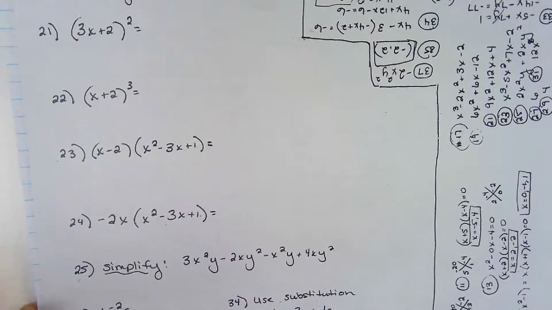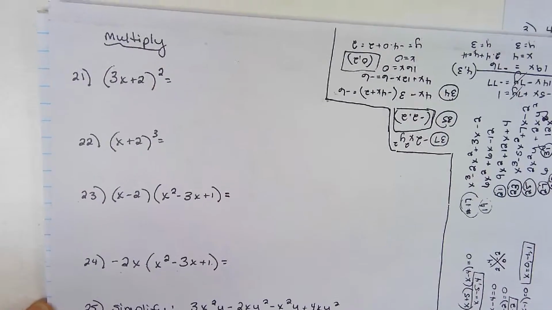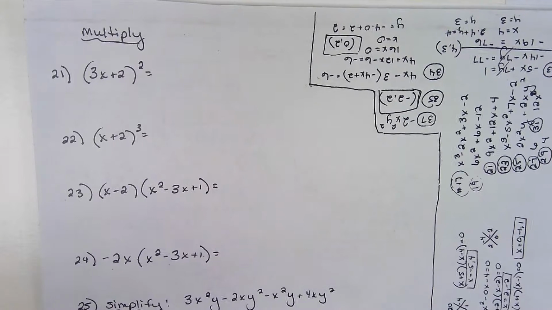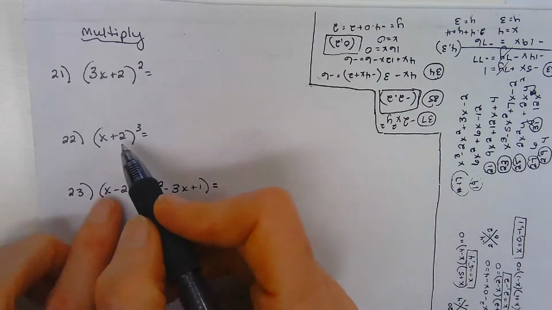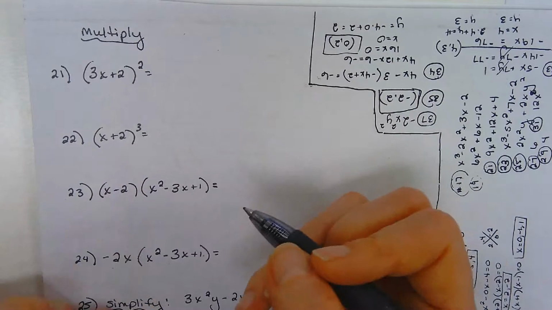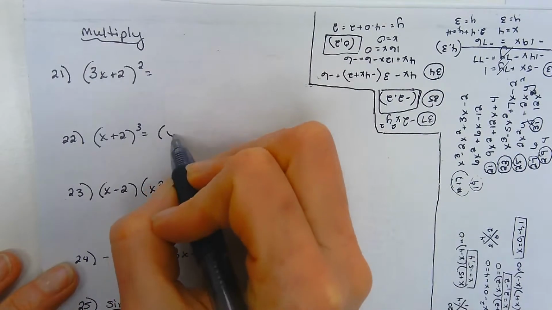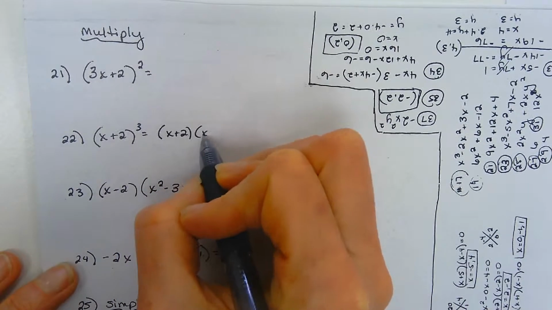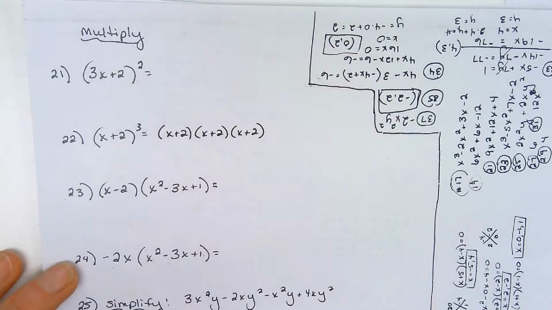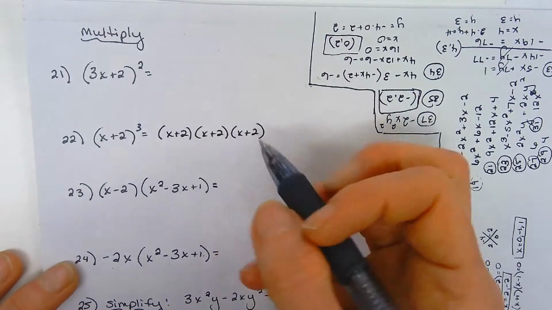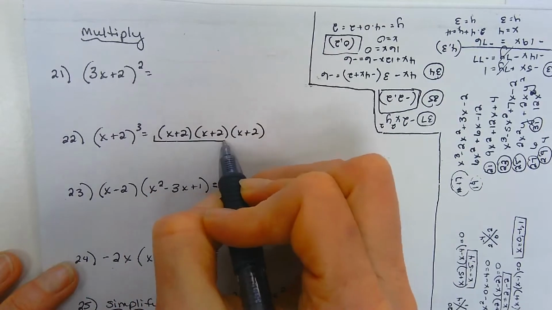I'm going to leave 21 for you also. We've done many of these, and you can look back at the one I just did to make sure you know how to do it. X plus 2 cubed. That's the same thing as x plus 2 times x plus 2 times x plus 2. So in order to multiply this, I will multiply the first two binomials together.